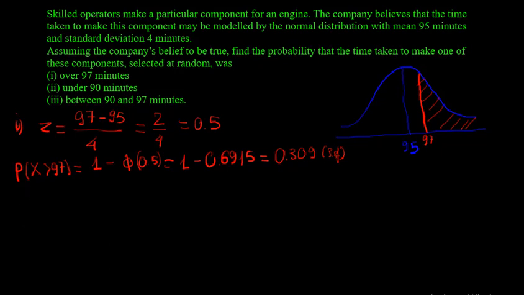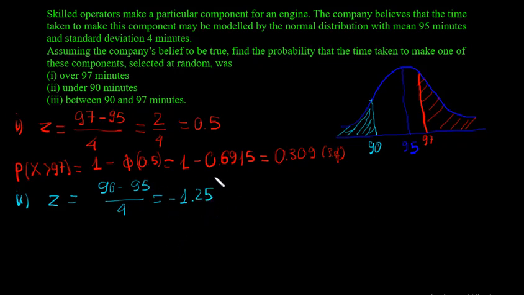Moving on to the next question: under 90 minutes. First, we have to calculate the z-score. 90 is around here. They wanted to find this area under 90. 90 minus 95 over 4, the standard deviation, gives minus 1.25.